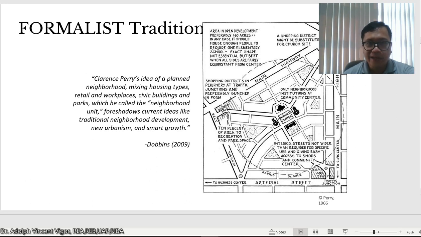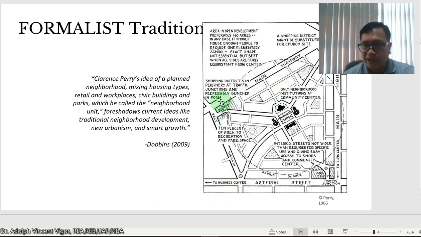So this is Clarence Perry's idea of a planned neighborhood, mixing housing types, retail and work places, civic buildings, and parks, which he called the neighborhood unit. So it foreshadows current ideas like the traditional neighborhood development, new urbanism, and smart growth.